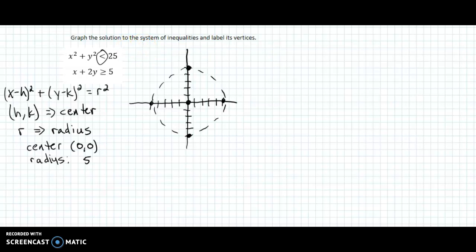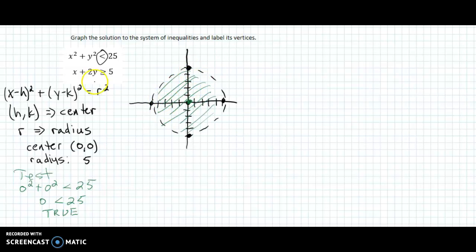Another way to do this is to think of a test point. If we test any point, let's test a point inside the circle, we do 0 squared plus 0 squared is less than 25. So is 0 less than 25? This is true. So we're going to shade where things are true. Because the point (0, 0) is true, and it's inside the circle, everything that's inside the circle must also be true. So we'll shade there.